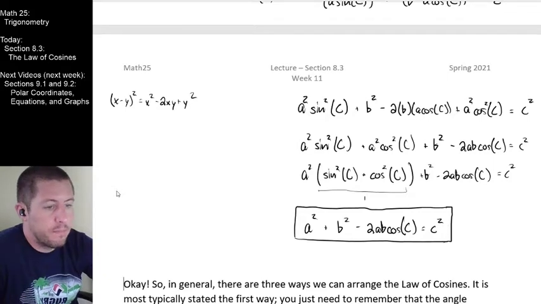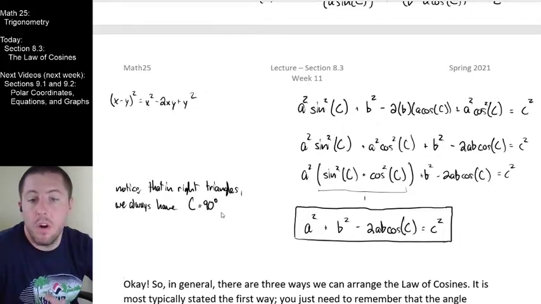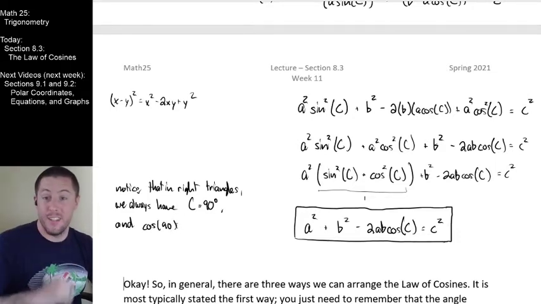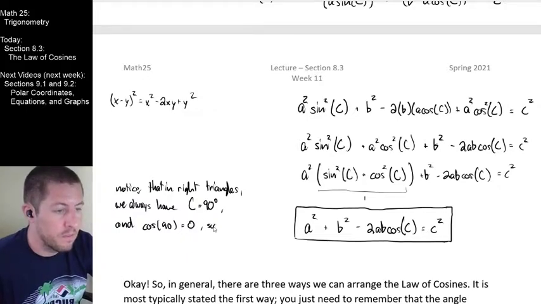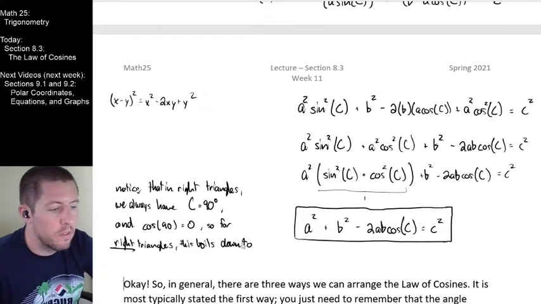And in fact, notice that in right triangles, we always have C being equal to 90 degrees, right? That's always the right angle in a right triangle. And cosine of 90, what's our horizontal component when we're vertical? It's 0. So for right triangles, this boils down to a squared plus b squared equals c squared.